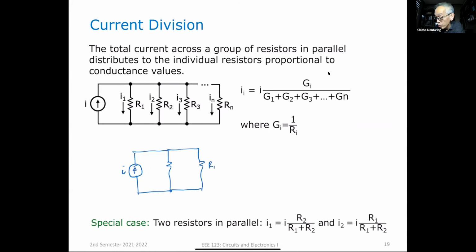Okay, R1, R2. What is I1? This is I1. I1 is equal to I multiplied by R2. Note that R2 is the other resistor divided by the sum. And then I2 is equal to I multiplied by R1. So this is I2, but this is R1 divided by the sum. And you can work that out from this expression. Okay.